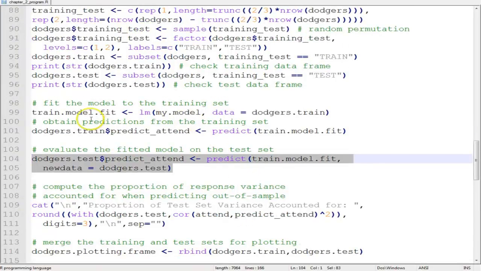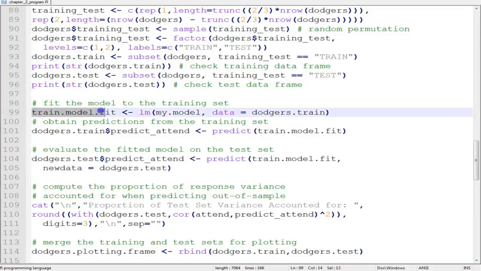So where did we build the model? Here. The only time we used the lm function, that's when we built the model. What data did we use to build the model? The training data, right? And then the last thing we did was make predictions on which data set? On the testing data, right?